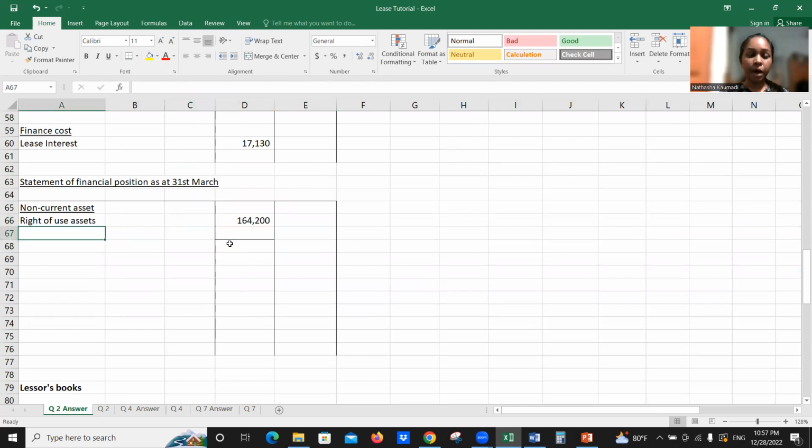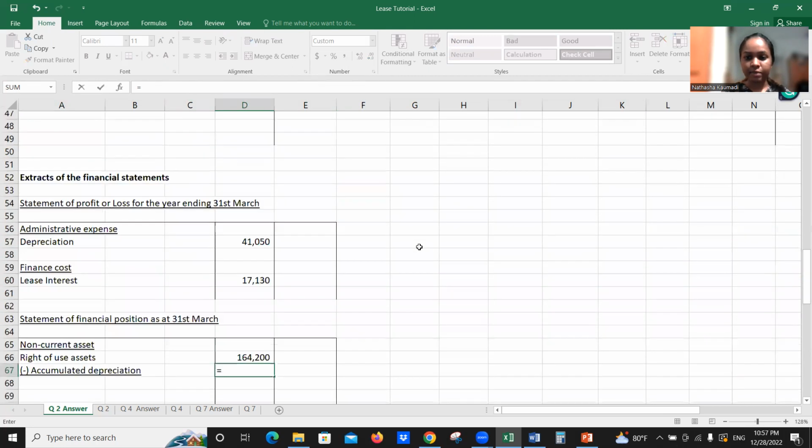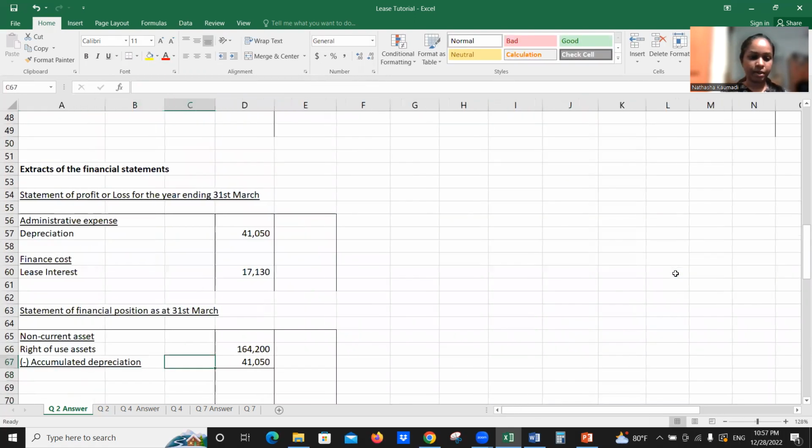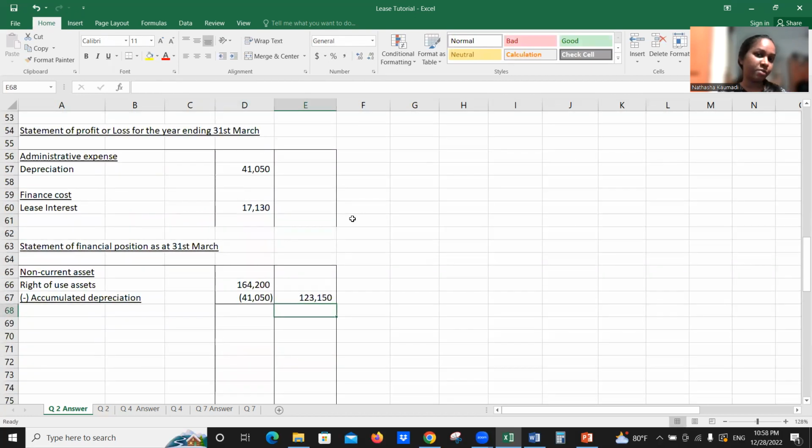Now, apart from this, you need to recognize the accumulated depreciation. Only 1 year is gone. So in that case, you have only 1 year of depreciation as the accumulated depreciation. What is that value? 41,050. That is a minus figure. You need to deduct. So what should be the carrying value? It should be 123,150. So this is the non-current asset.